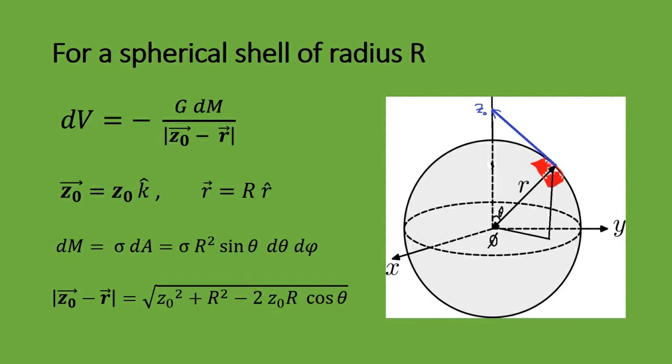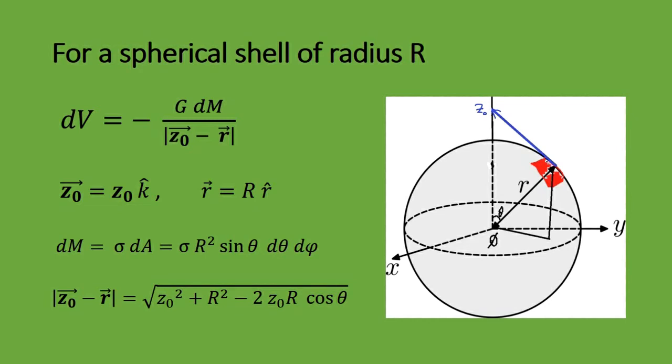So in vector notation, I'm writing here in the second line, r vector is equal to the magnitude, which is capital R, the radius of the shell, and the direction is r unit vector. The other coordinate that we use in spherical coordinates is the angle theta. If you look at the picture, theta is the angle between the positive z-axis and r. So that's the angle theta.